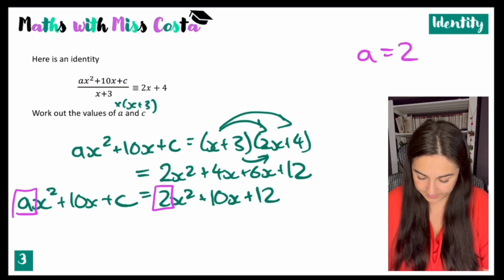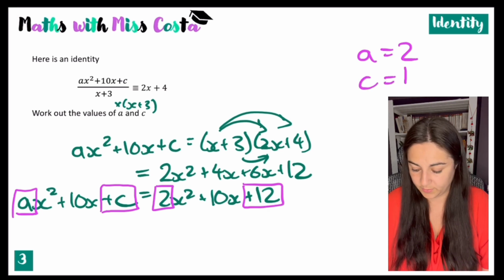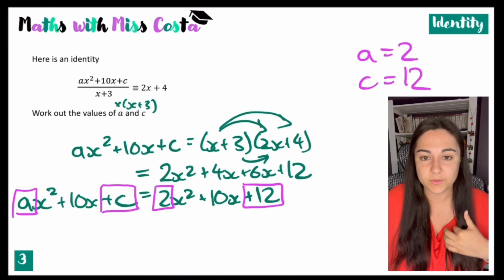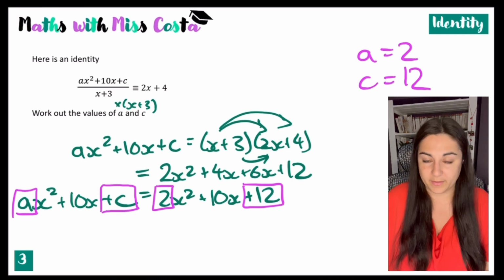And what about c? Well, c is over here. So therefore c is 12. And that's all you need to do for an identity. You just need to know that both sides are equal to each other and therefore figure out the missing variables.